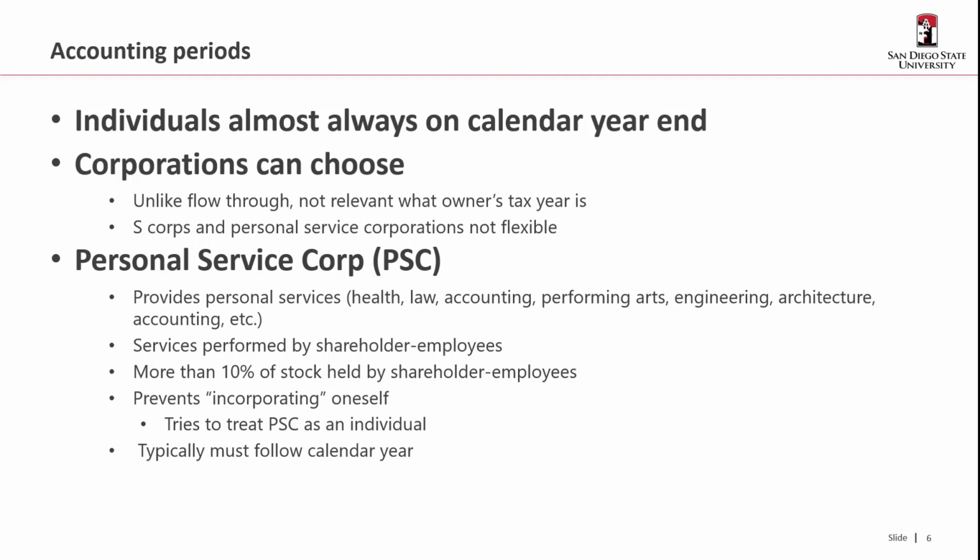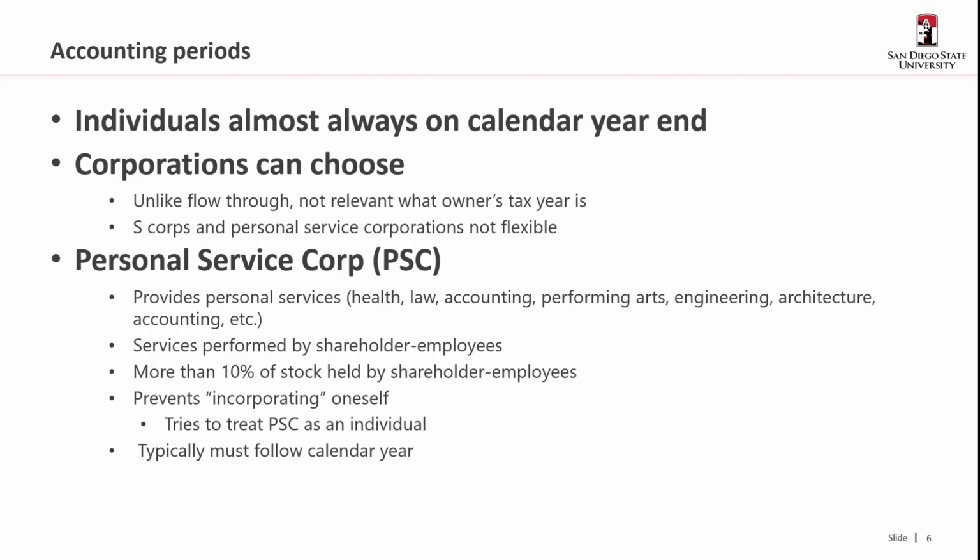So, a personal service corporation, which we run across from time to time when we discuss corporations, is a corporation that provides personal services. So, in the fields of health, law, accounting, arts, engineering, architecture, accounting again, that's how important accounting is. Those can be personal service corporations. It's also required that most of the services are performed by shareholder employees. So what that means is, of course, that the owners are just the accountants or the doctors or the lawyers that are engaged in the practice.